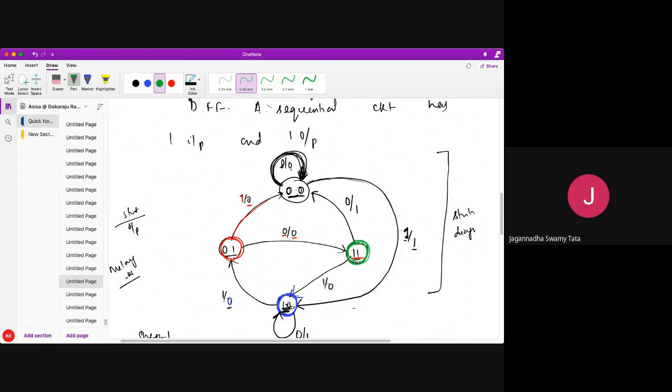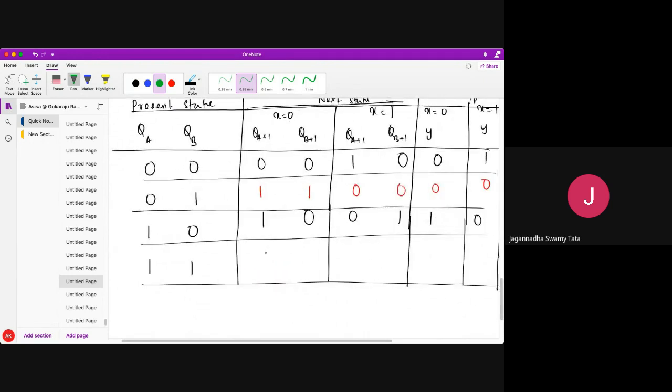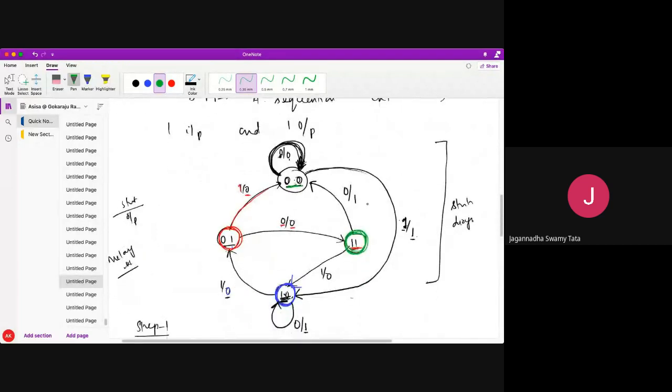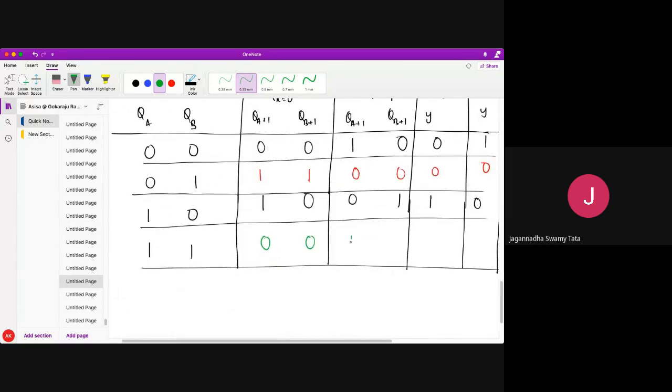Now if input is 0, where am I going? I am going to 0 0. So my input is 0, I am going to next state 0 0. Now for input 1, where am I going? Here input is 1, I am going to 1 0. Okay, I'm going to 1 0.